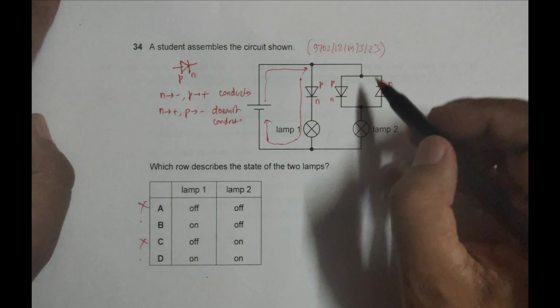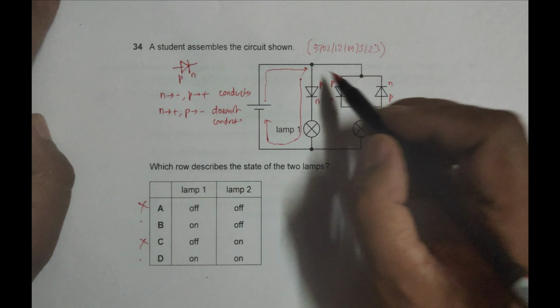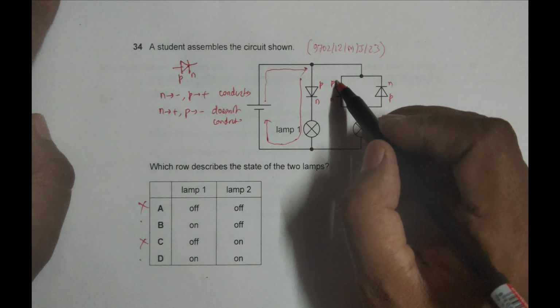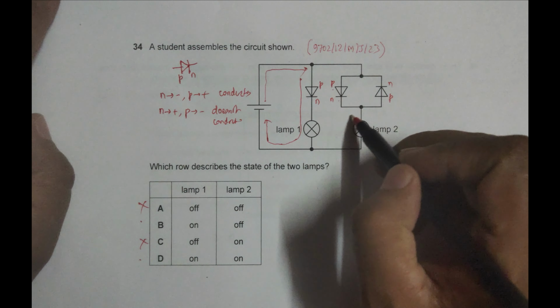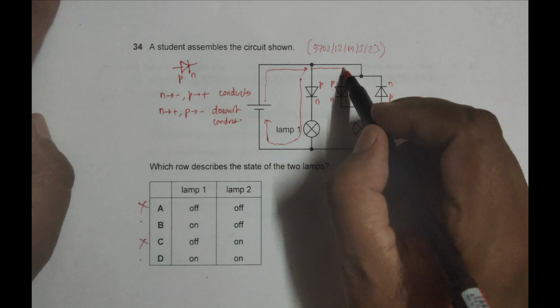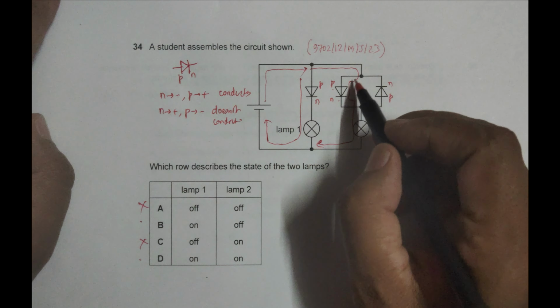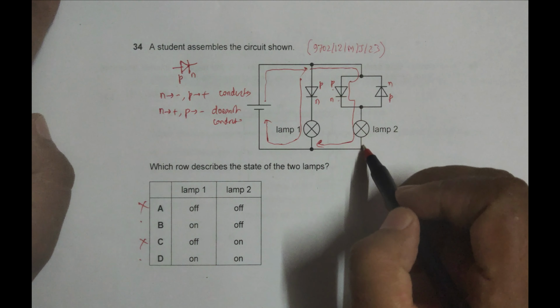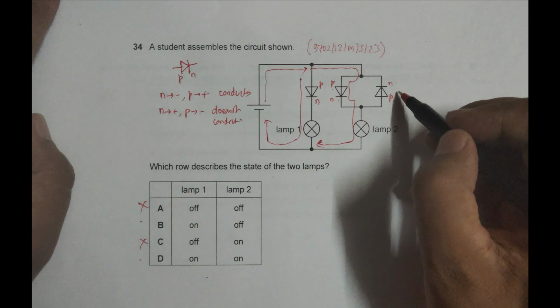Then here we have a network of diodes which are facing in different directions. So here, this is P, P is facing towards the positive, so it conducts, and N is facing towards the negative, so it conducts. So what happens here is current will flow like this, like this, like this, and like this. So current flows through this. That means the current flows through the lamp. So lamp 2 should glow.